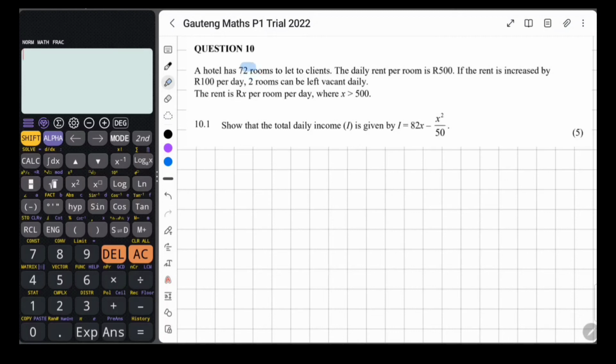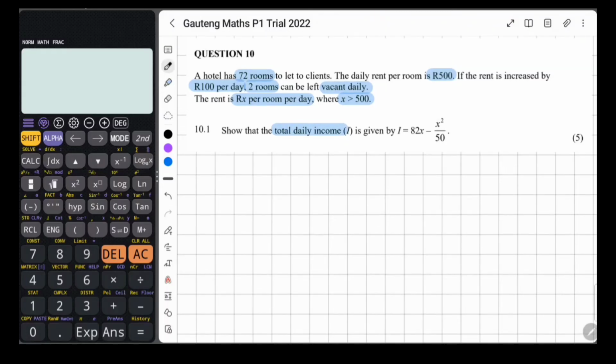So this hotel has 72 rooms to let to clients, and the daily rent is 500 Rand. And this rent is going to keep being increased by 100 Rand every day. And while the rent is being increased, 2 rooms are left vacant daily. Okay, and now they are saying that the rent is X Rand per room per day, where X is greater than 500 Rand. And we basically have to find the total daily income.